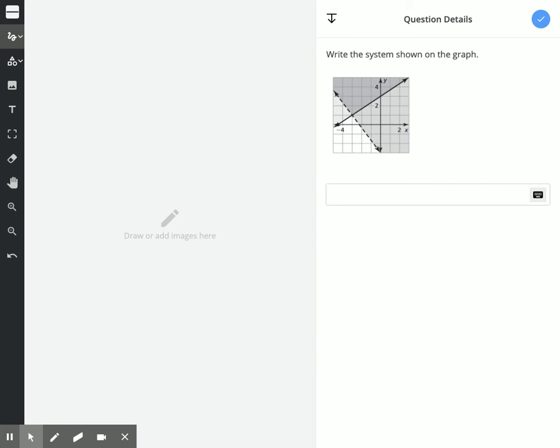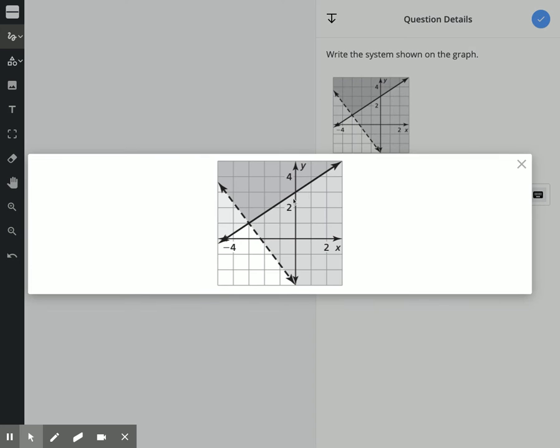Write the system shown on the graph. Well, I have some shading going on, so you better show me some inequalities going on. Now I'm going to focus on one at a time, and I'm going to say that, okay, it looks like this one has a y-intercept of 3, and it looks like there's a good point here, and I'm going to find another good point somewhere else here, and I'm going to count from this point to this point.